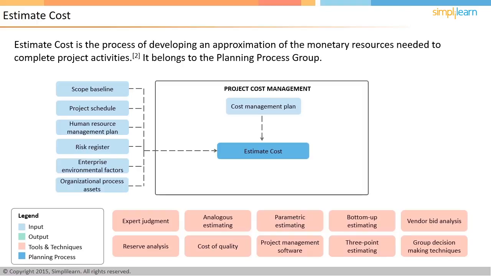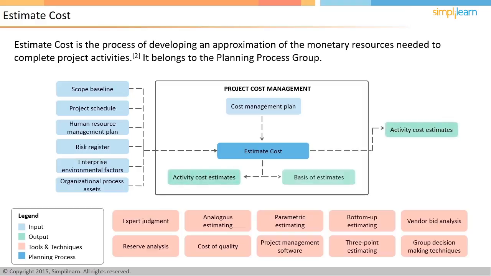The outputs of this process are quite straightforward. Estimates of each of the activities are arrived at. Basis of the estimate includes things like how the estimate was developed, what were the assumptions made in estimating, etc. Project document updates is also one of the outputs because the cost estimates may result in updates to other aspects of the project. For example, quality, risk, time, etc.